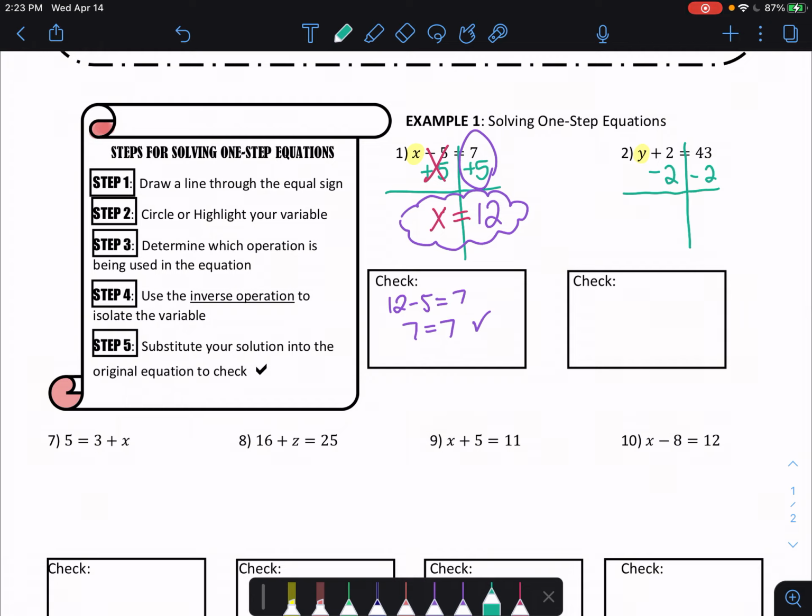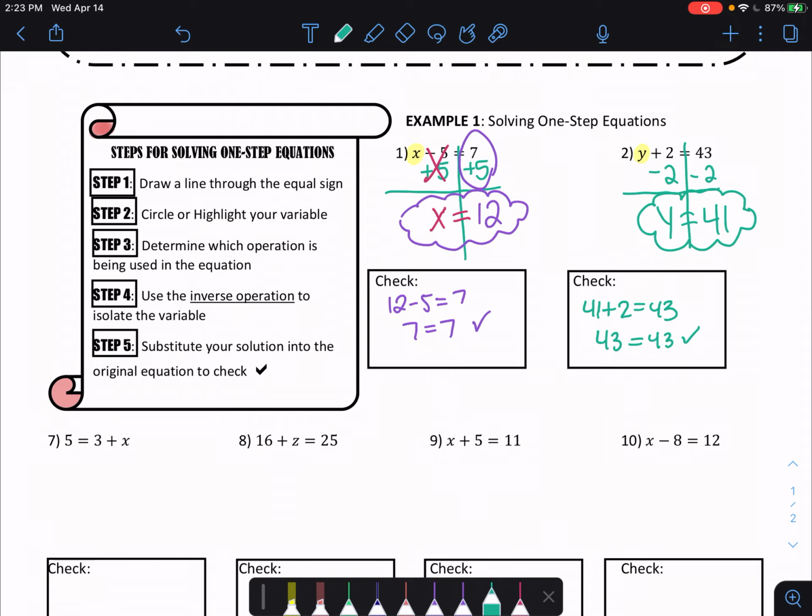Your goal is to get the variable by itself. So 2 minus 2 leaves me with nothing except for the y that's left over. And then 43 minus 2 is 41. So now I'm going to check my answer, and I'm going to make sure that that works. So I'm going to say 41 plus 2 is 43. 43 is 43, so I am absolutely correct. Everything is good.